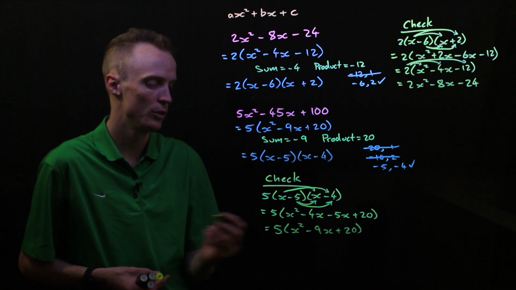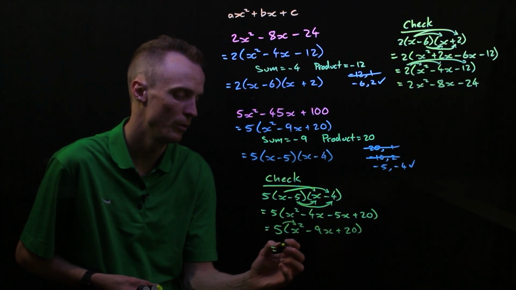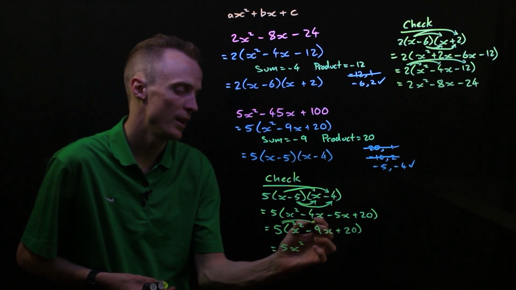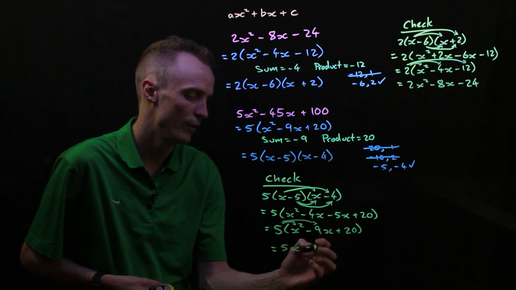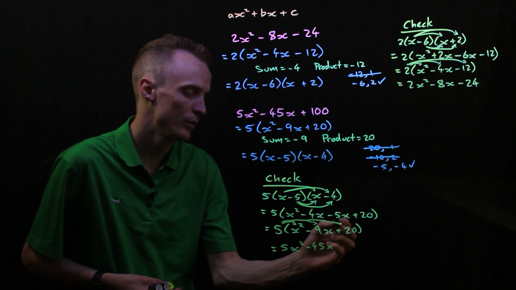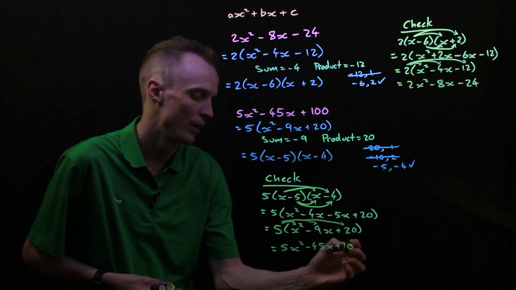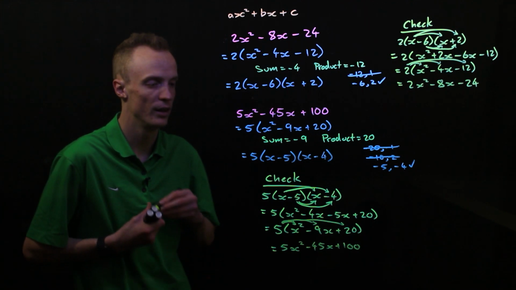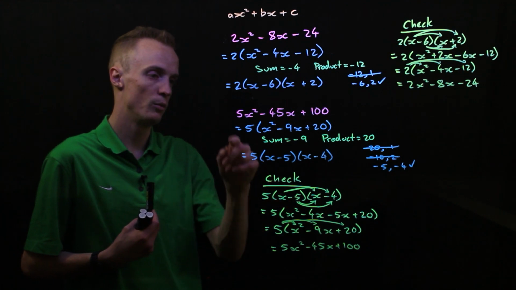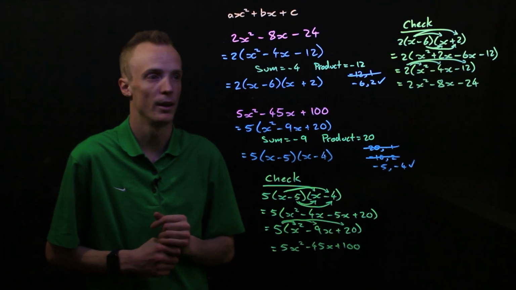And then I'll need to multiply this 5 out with each term. So 5 times x squared will be 5x squared. 5 times negative 9x will be negative 45x. And then 5 times this positive 20 will be plus 100. And if we take a look at this, that is equivalent to what we began with up here. So it means that we've factorised this correctly.